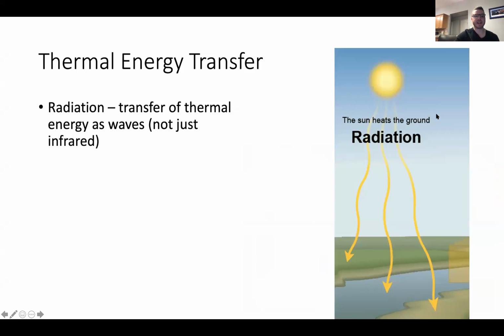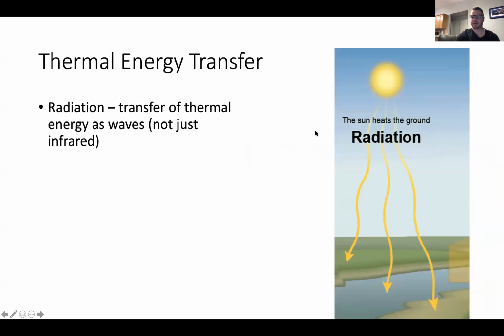Okay, so radiation, this is the transfer of thermal energy as waves. So not just infrared radiation. So we also have ultraviolet, X-rays, gamma rays. Okay, these are all types of radiation. Think of the electromagnetic spectrum.